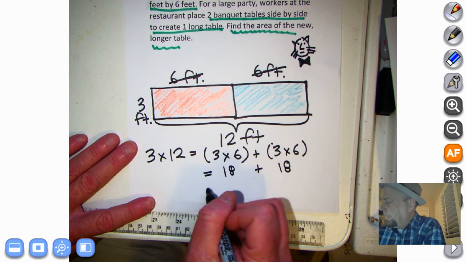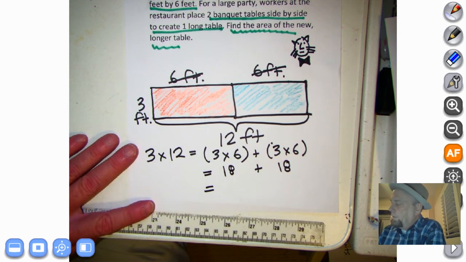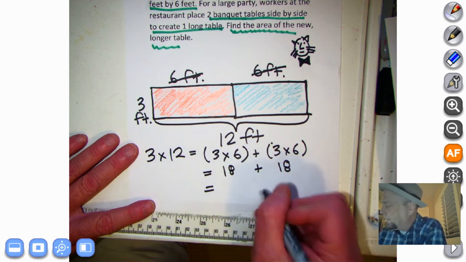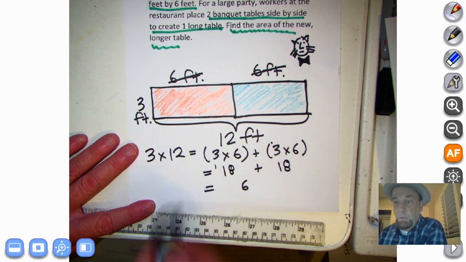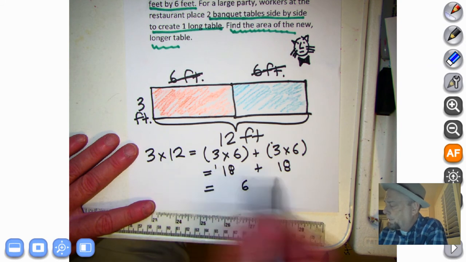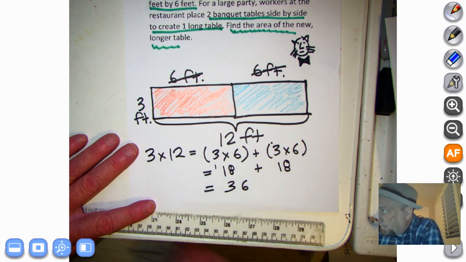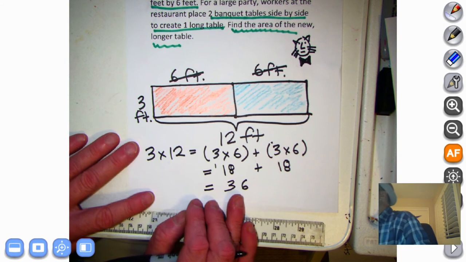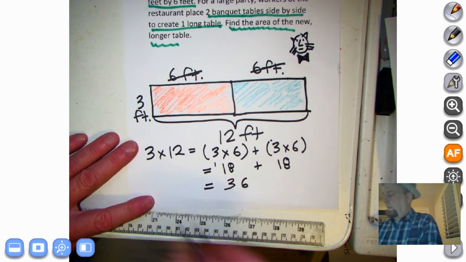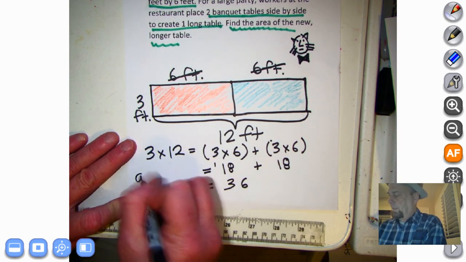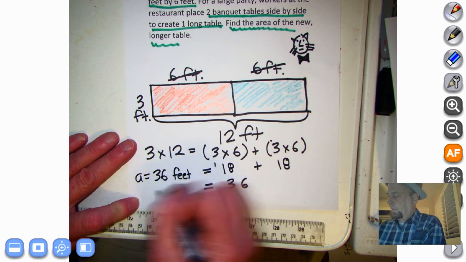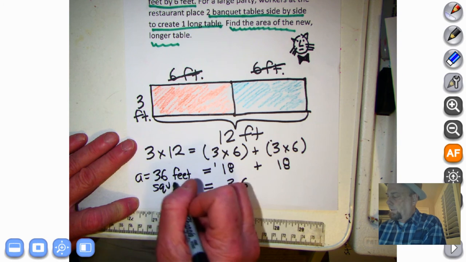And what is 18 plus 18? Well, let's think about it. We could do it mentally. 8 plus 8 is 16. Bring our 1 over there as a reminder, 10, 10, 20, 30. So it looks like it's going to be 36. So the total area of the 2 tables combined would be 36 feet squared, or 36 square feet.